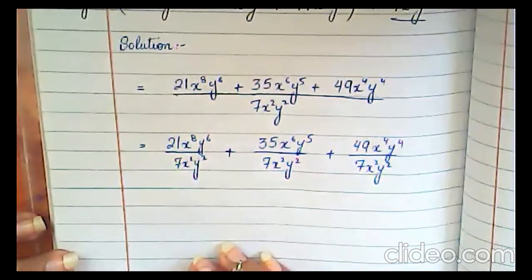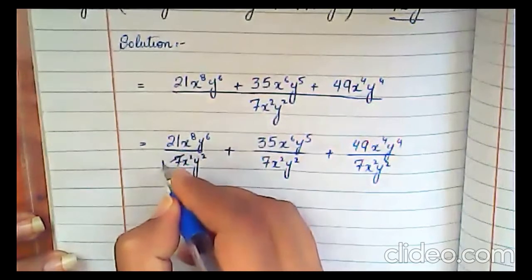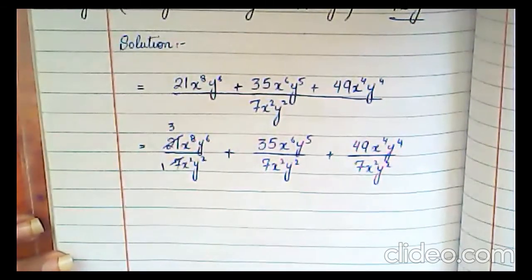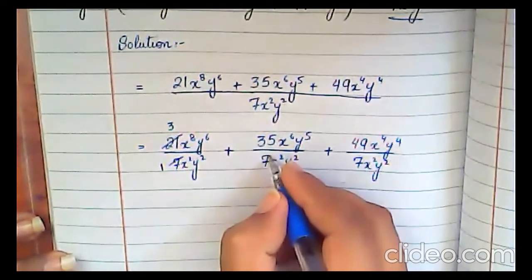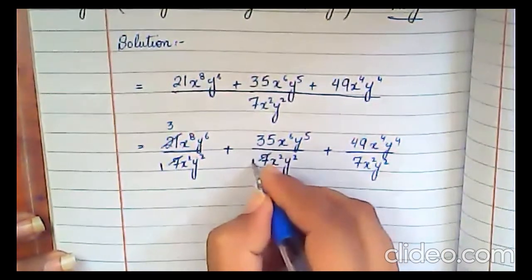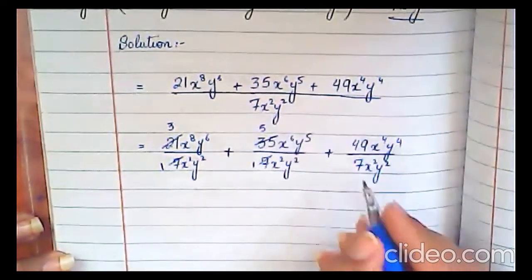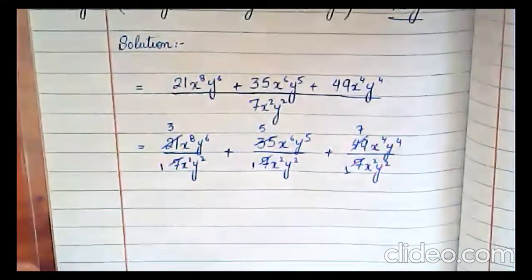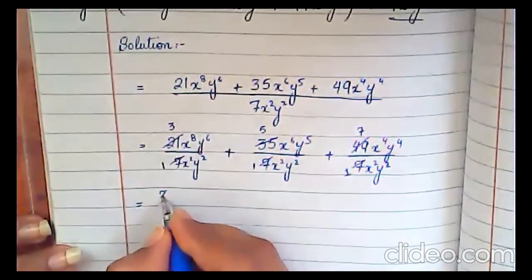When I reduce it, 7 into 1 is 7. 7 into 3 is 21. Next is this one: 7 into 1 is 7, and 7 into 5 is 35. 7 into 1 is 7, and 7 into 7 is 49. Now what will be left here? Your remainder here is 3.